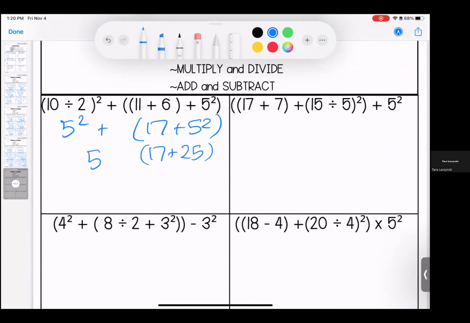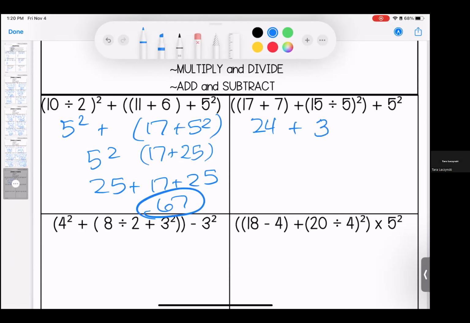That's in our parentheses. So we end up with 25 plus 17 plus 25. 25 and 25 is 50. Add 17 is 67. Up here we have 7 plus 17 is 24. 15 divided by 5 is 3. Square holds on. That's in the parentheses. 3 squared is 9 plus 24.